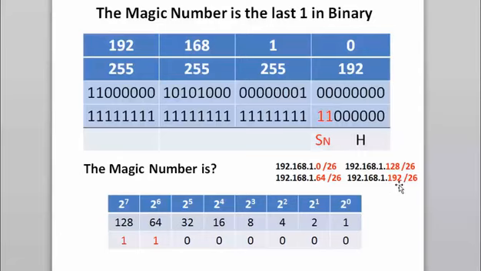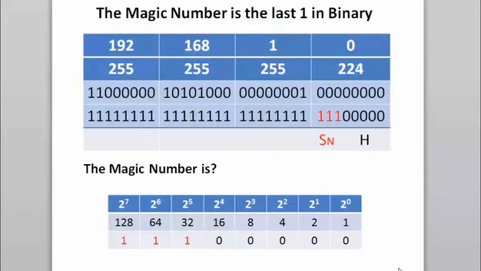Also, we can go no higher than 192 because 64 plus 192 is 256, and that's too large a number. Let's see how it works with 3 bits. With 3 bits, we now have a /27 subnet mask, in decimal 255.255.255.224. The last one in the subnet mask is our magic number.